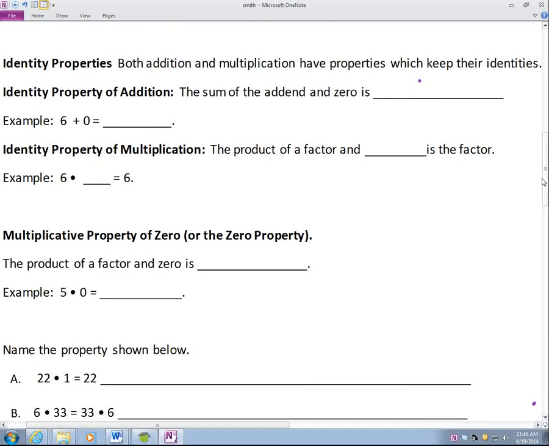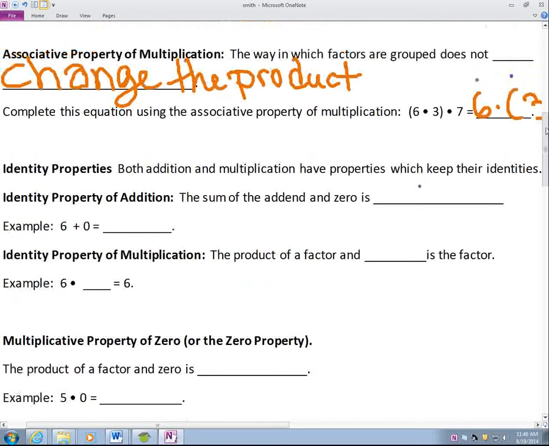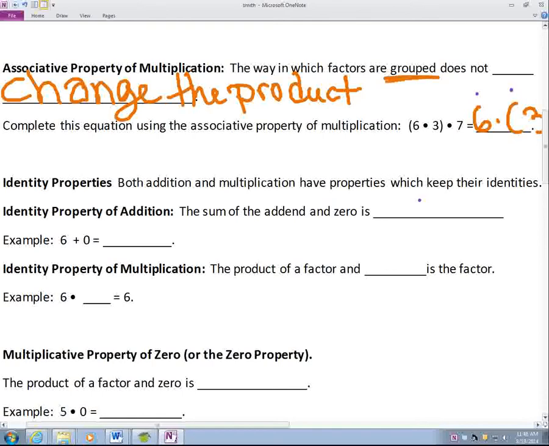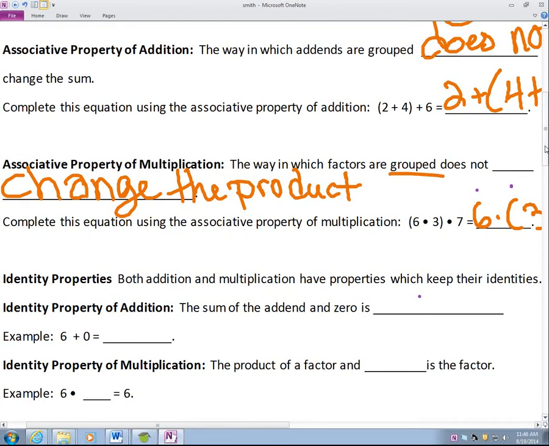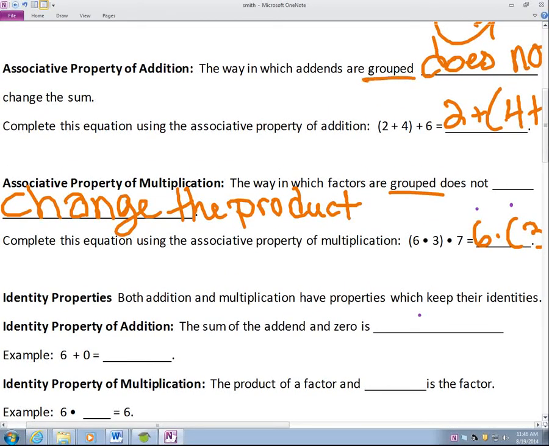Does that make sense? See how they're just grouping together? It's multiplication. It's all multiplication. Doesn't matter. Okay, that's the associative property of multiplication. Got it? Good. So actually, I want you to circle something or underline something. I want you to underline grouped for the associative property, and grouped here.